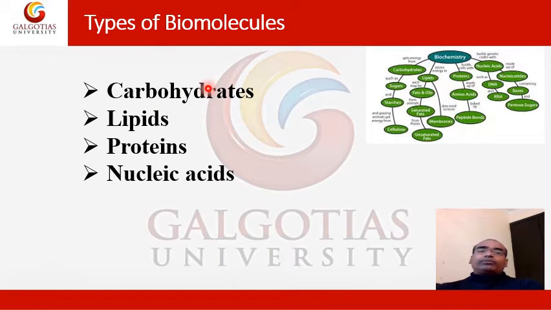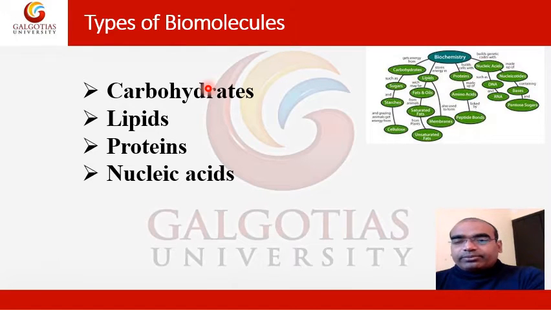Now, types of biomolecules. As we discussed in our previous classes, these are the four major types of biomolecules: one is carbohydrate, another is lipid, next is proteins, and this one is nucleic acid, which we will look into in this class one by one.